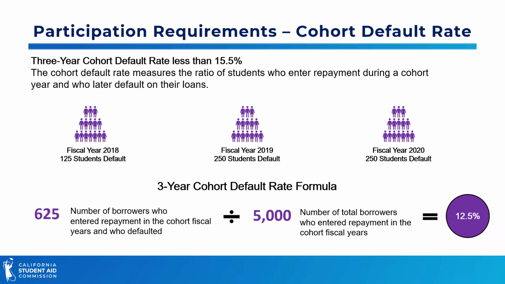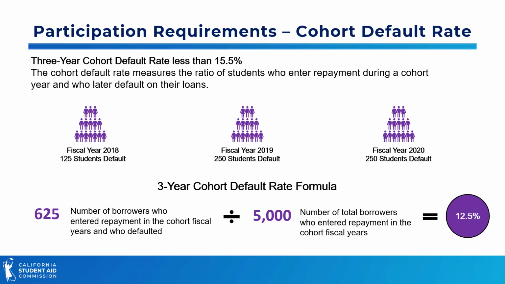So if you weren't familiar with this term, essentially what this is measuring is the ratio of students who enter repayment on their student loan during a particular cohort year. And then it measures how many of those students have defaulted on their loans, and then that is the percentage of their cohort default rate. So let's take a look at an example.